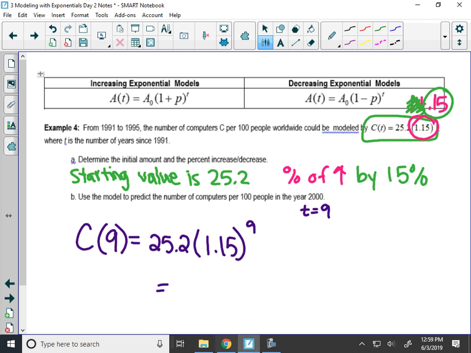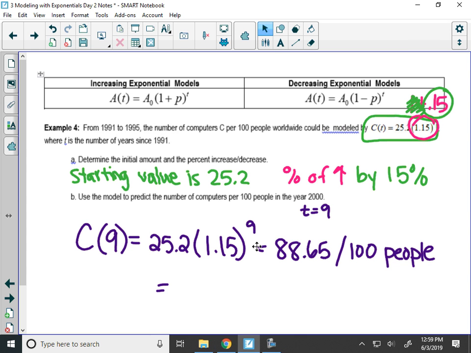So that means out of 100 people, 88.65, let's do per 100 people, have computers in the year 2000. So in 9 years, you go from about 25% of people to 88% of people having a computer.